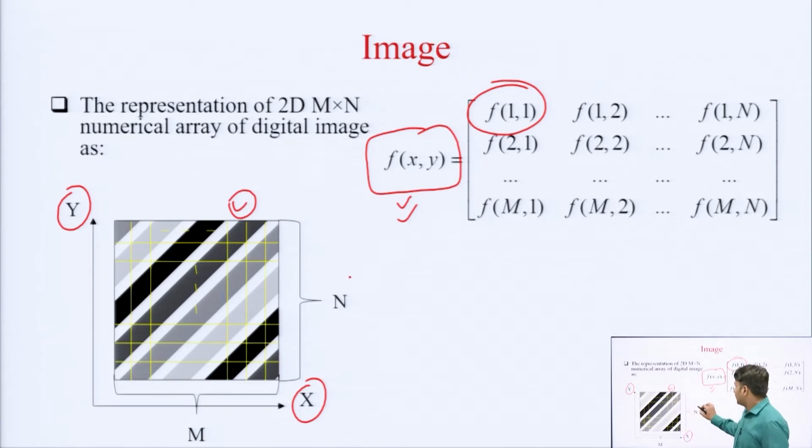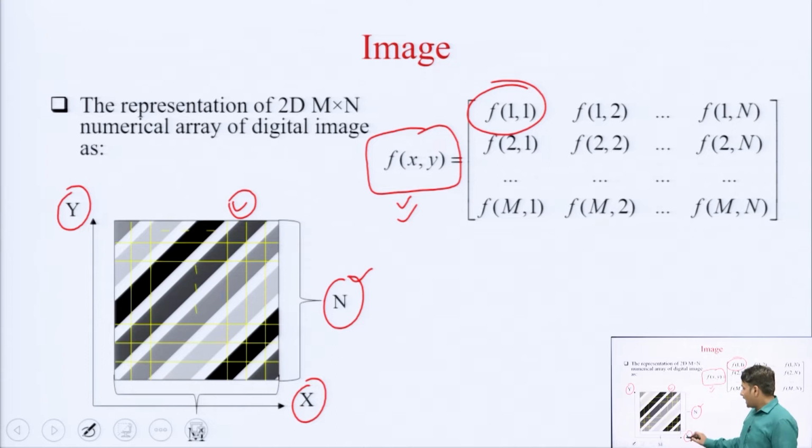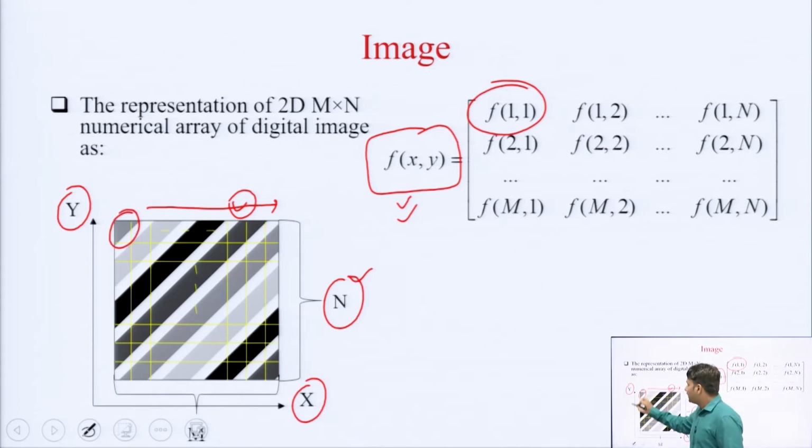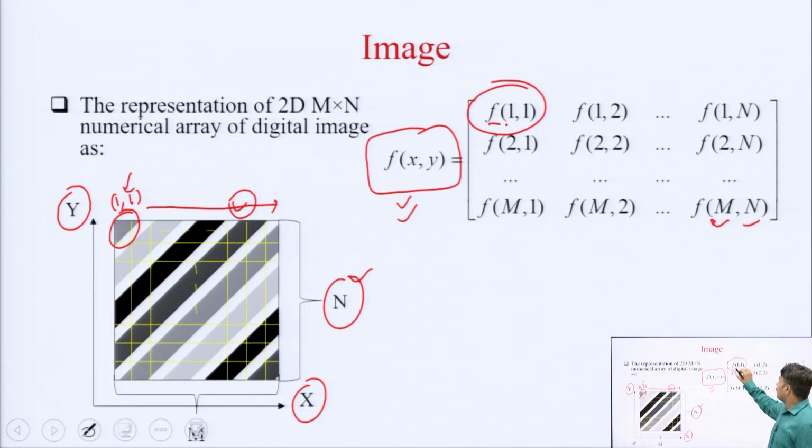Now, see this n number of pixels on the y axis and m number of pixels on the x axis. So, you can observe each and every pixel at that end. If you have m pixels on the x axis and n pixels on the y axis, then you can say 1 cross 1 is nothing but this one. This pixel is representing f of 1, 1.